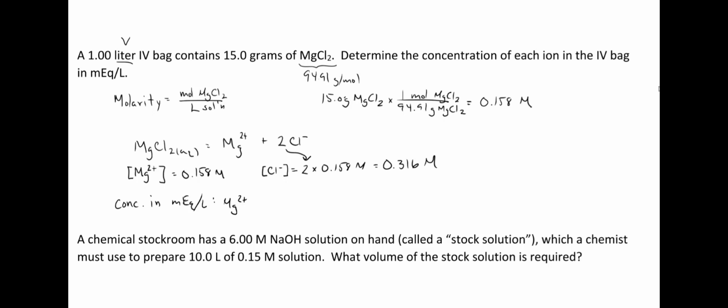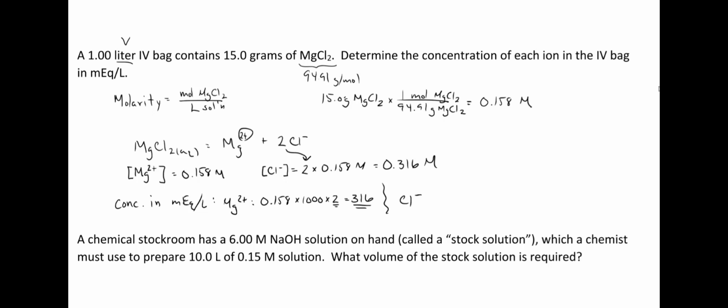So to convert molarity to milliequivalents per liter, we just take the molarity and multiply it by 1,000 times the charge of the ion. And the charge of magnesium is 2. So this gives me a value of 316 milliequivalents per liter.